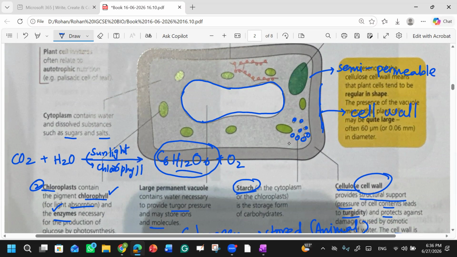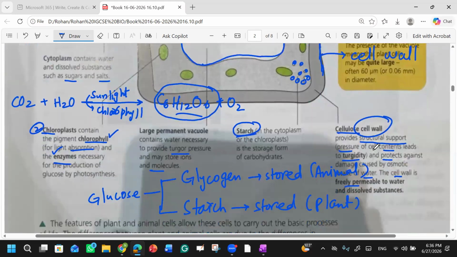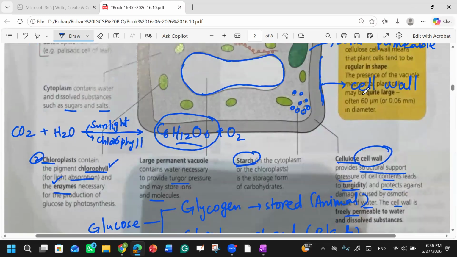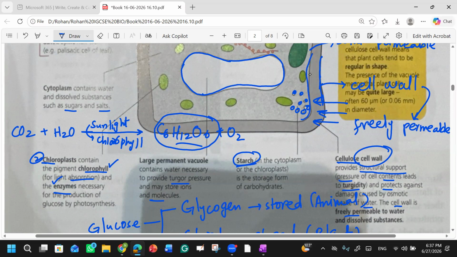But the outer cell wall does not have any objection. It will allow every substance. The cell wall is freely permeable to water and dissolved substances. But when every substance enters, there will be a checkpoint at the cell membrane, which will only allow a few substances. Are you clear?